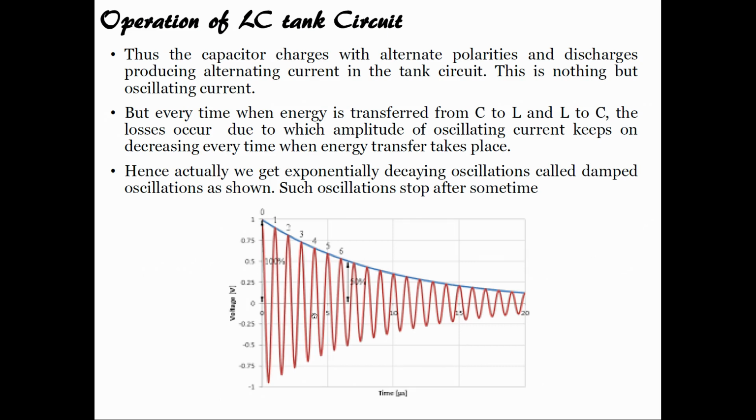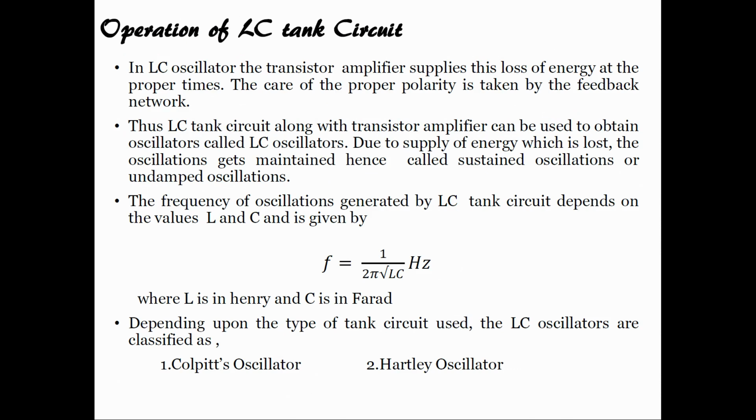Such oscillations stop after some time, of course, right. Initially you can see, and then after some time you can see that these oscillations are on the edge of dying. So, what can we do? In an LC oscillator, the transistor amplifier supplies this loss of energy at the proper time.